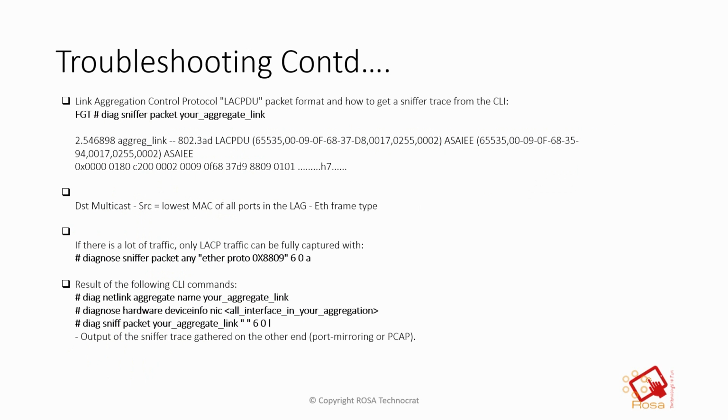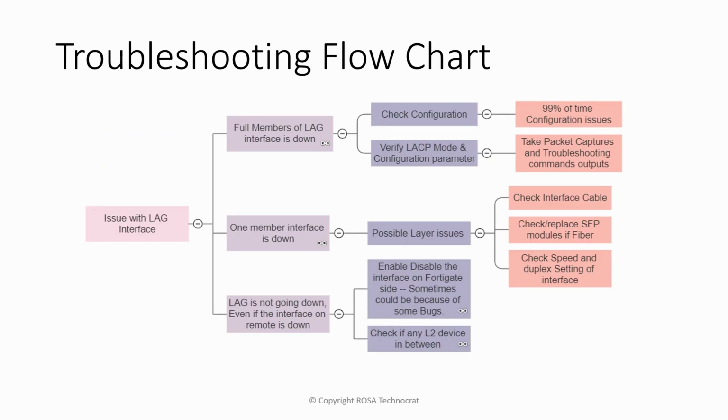I already explained these commands, like diag sniffer, which shows you the packet header for LACP messages, and this you can just use to filter 8809 only for LACP messages. These are the four different commands that I have already explained in earlier slides.